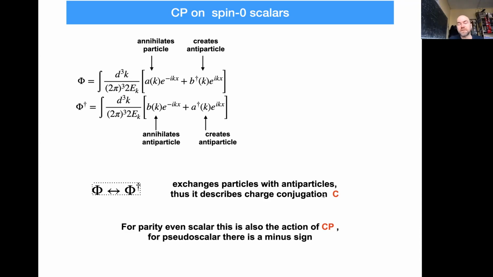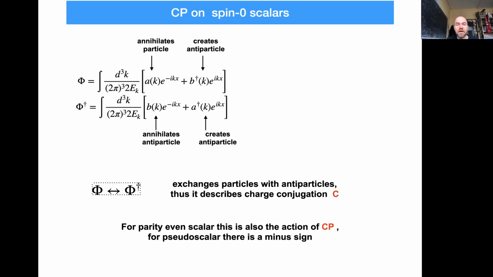Now for P, that depends on how we assign the parity to the scalar. So for example, if this is a parity even scalar, then parity doesn't do anything to a scalar. And then CP symmetry again is the operation of interchanging phi and phi dagger. So at the level of scalar fields, the CP symmetry has a very simple realization, and it's very easy to spot if your Lagrangian is CP symmetric, if it's made of scalars. If you change phi into phi dagger and vice versa, and anything changes in this Lagrangian, then it means that it's not CP symmetric.